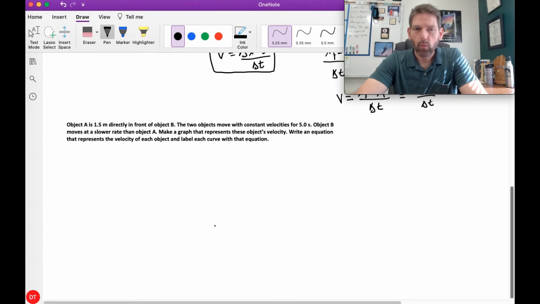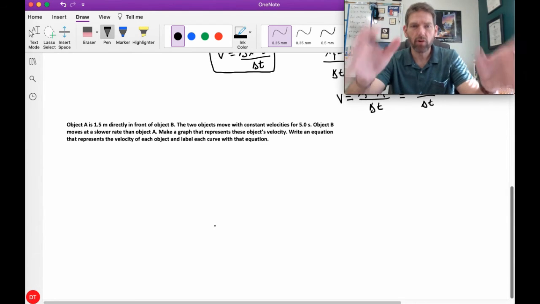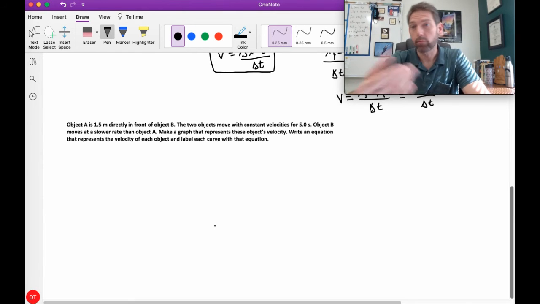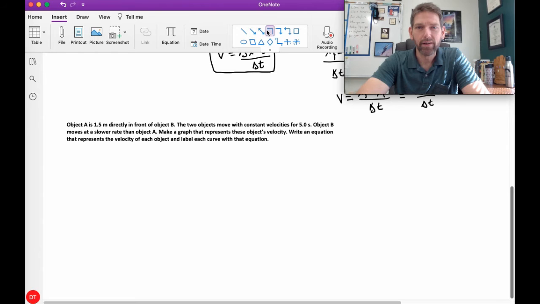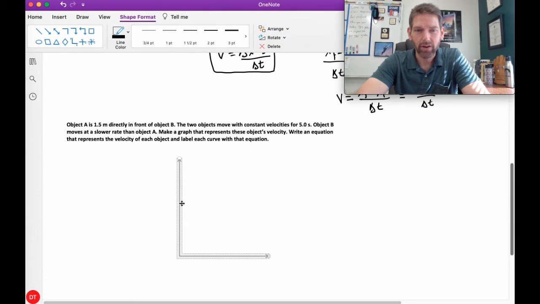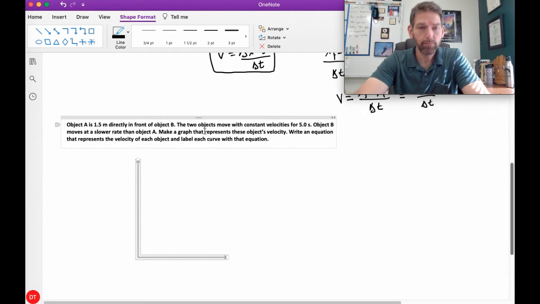Object A is 1.5 meters directly in front of object B. This says we're going to need to make a graph, and we're going to have to write an equation for what we see happening between A and B. So let's go back to our handy dandy graph making tool. I love this thing. It's great. All right, let's slide that over and give me some room here.